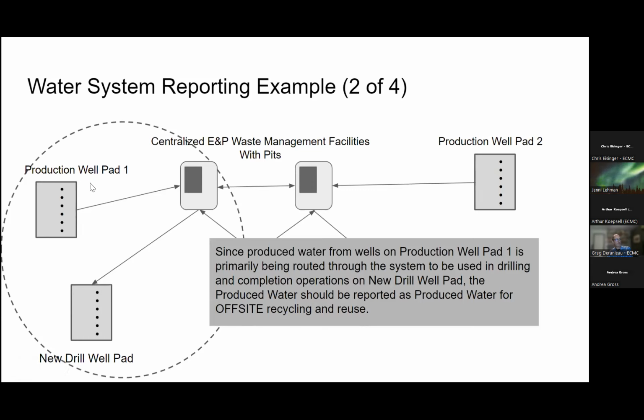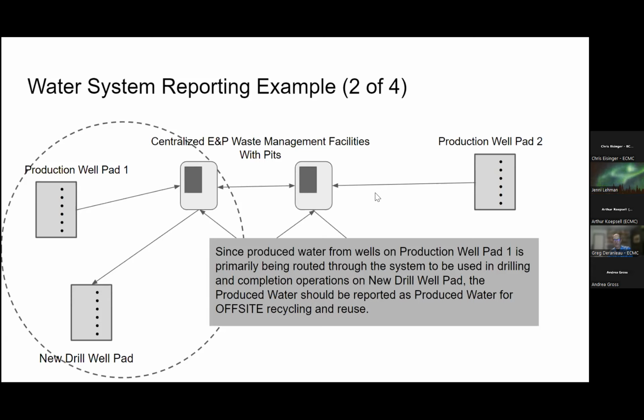So for example, from a production well pad, if most of the water being produced from this pad is going into a facility where a substantial volume of the water is going out to a new drill, then that water is intended for recycling. And so the water reported from any one of these wells could reasonably be reported as offsite recycling. And so we would expect to see a portion of that.